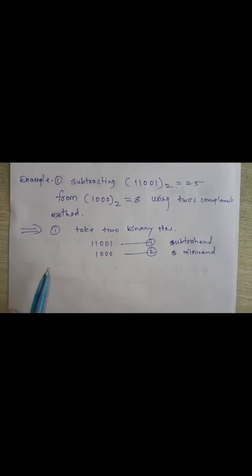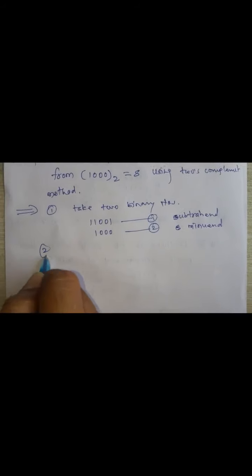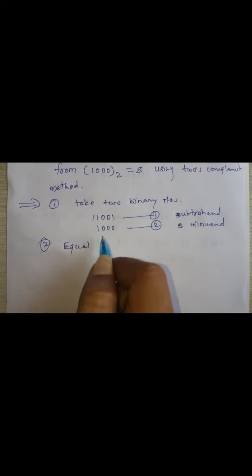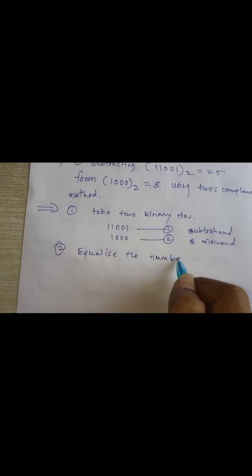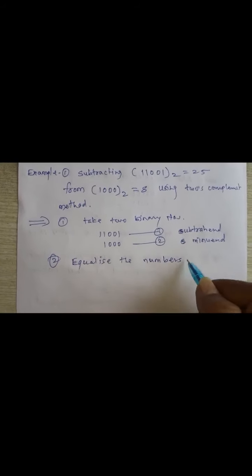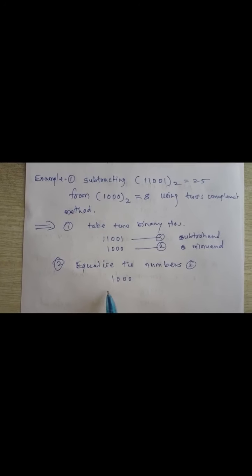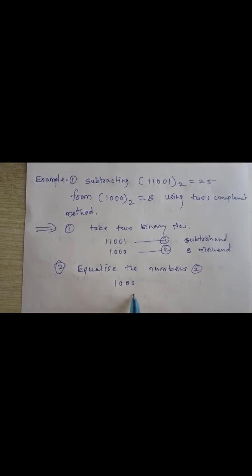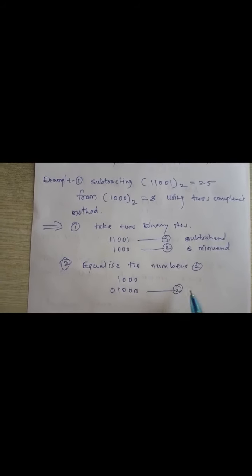Now step first, take two binary numbers. Then step second, equalize the numbers. How do we equalize equation 2, 1000? We just add a 0, so 01000. This is equation 2.